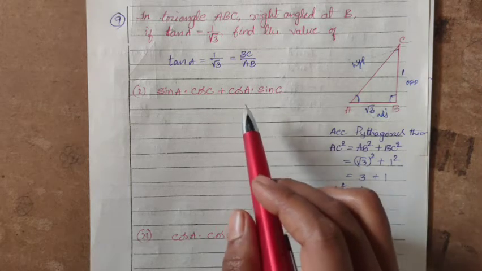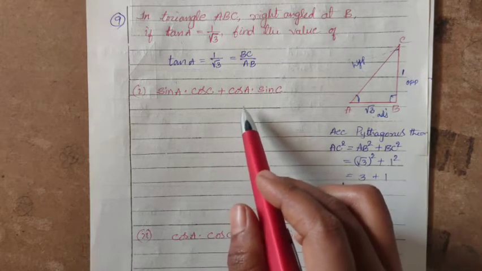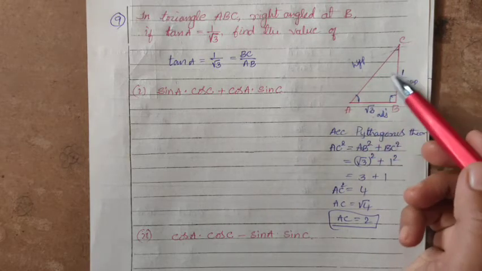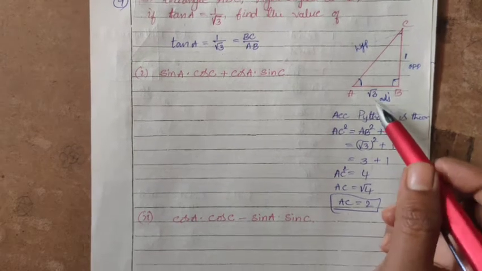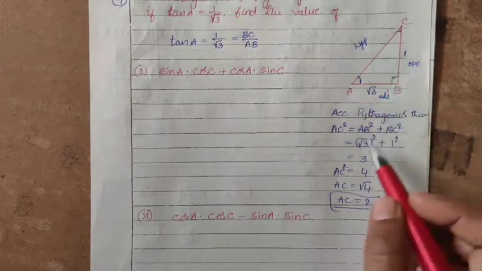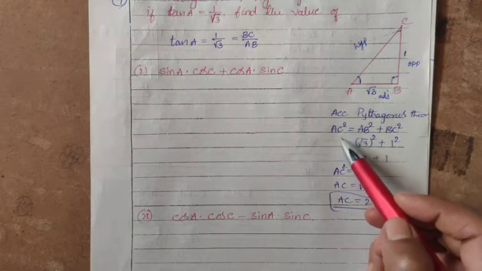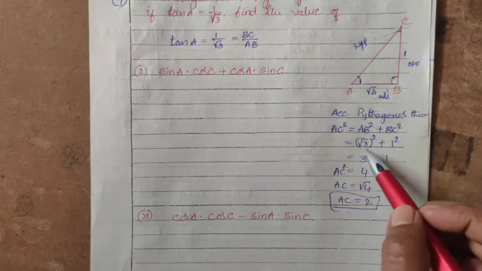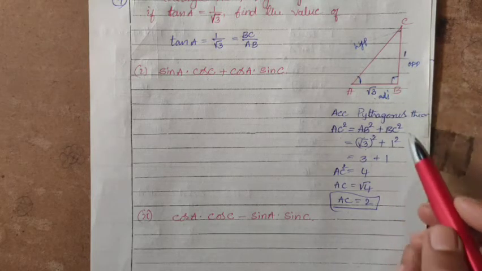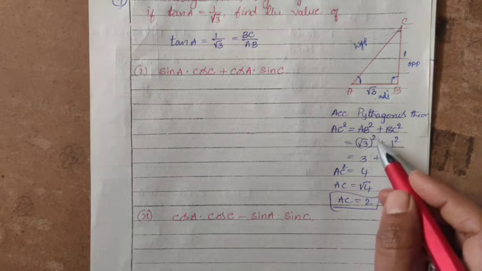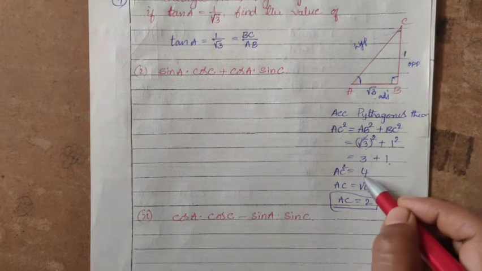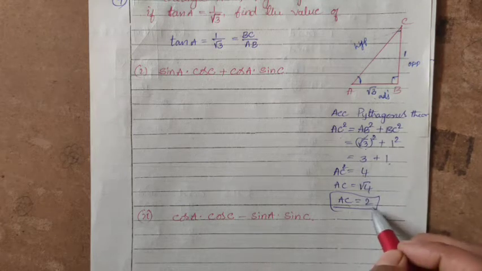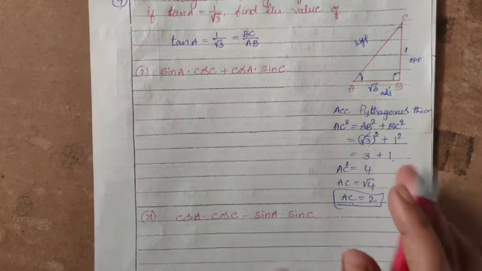Yes, we find the value of this question. First we want to find the length of AC. You can use the Pythagoras theorem. AC is the hypotenuse, so the square of the hypotenuse equals the sum of the squares of the other two sides. AB is root 3, squared is 3, and BC is 1, squared is 1. 3 plus 1 is 4. So AC square is 4, AC is root 4. The value of AC is 2.